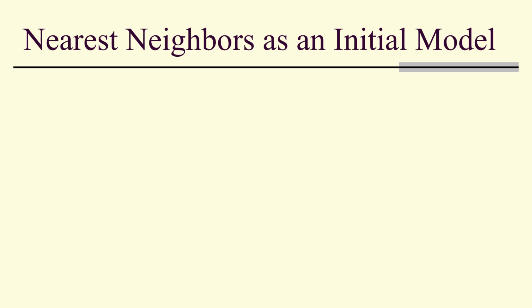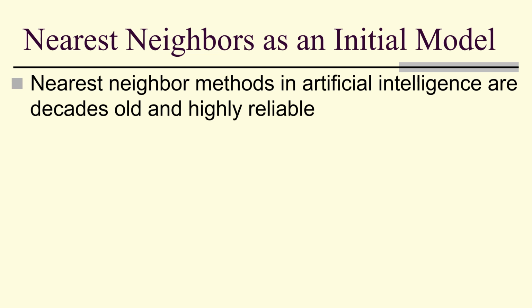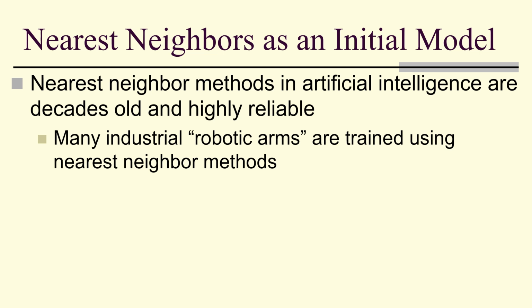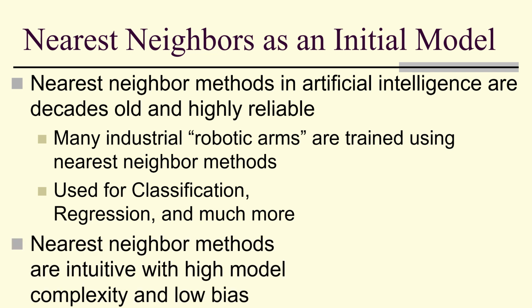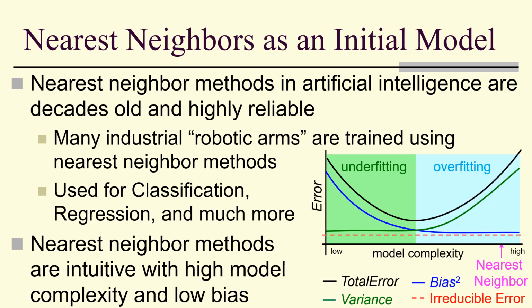Nearest neighbors are also often the first or initial model. They're decades old, and they're highly reliable. Many industrial applications, like robotic arms, are trained using nearest neighbor methods, used for classification, regression, and much more. They're intuitive, and they have high complexity and low bias.